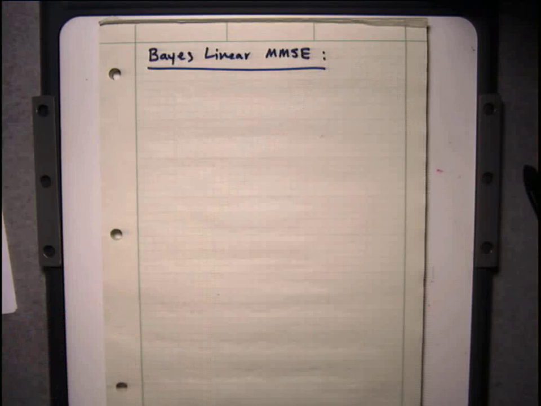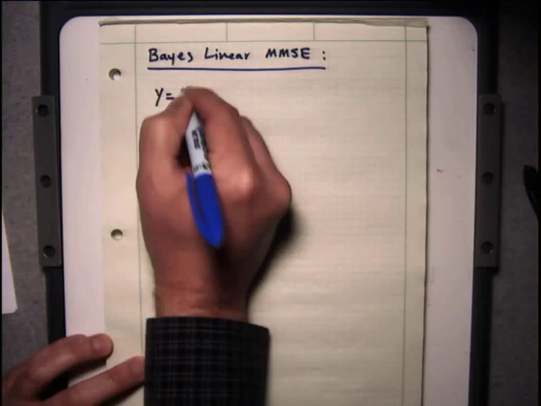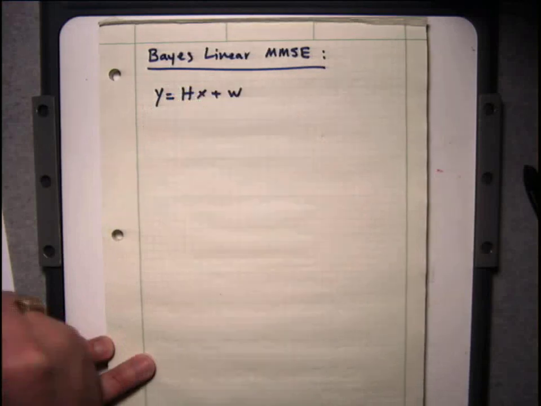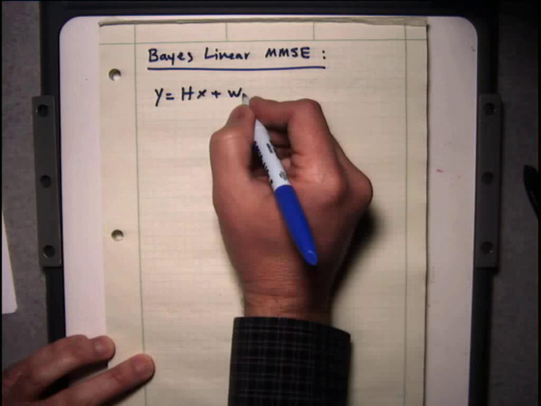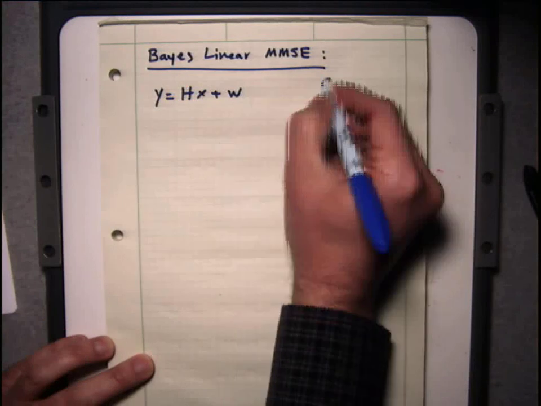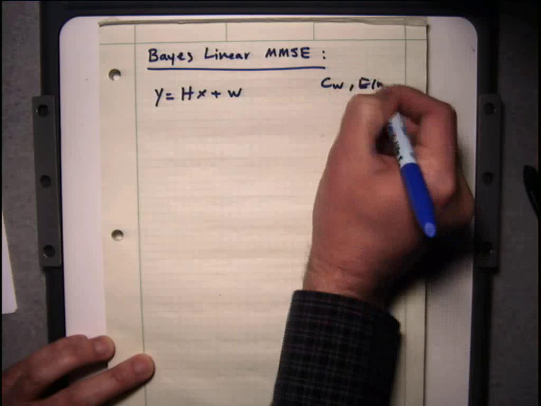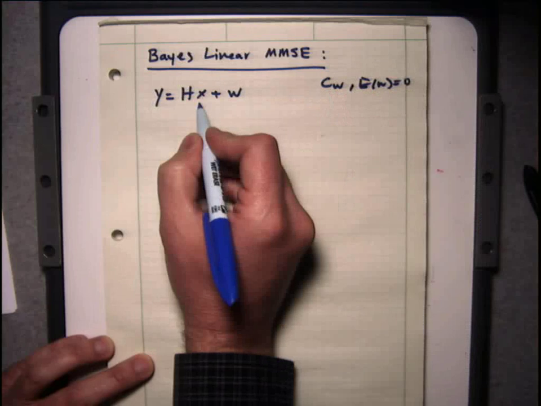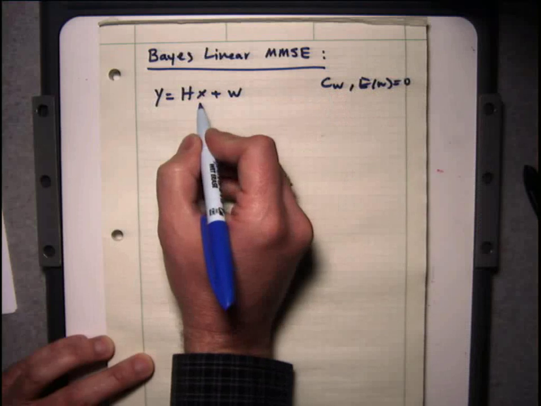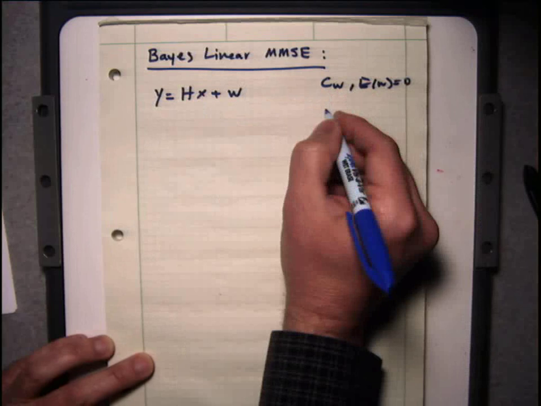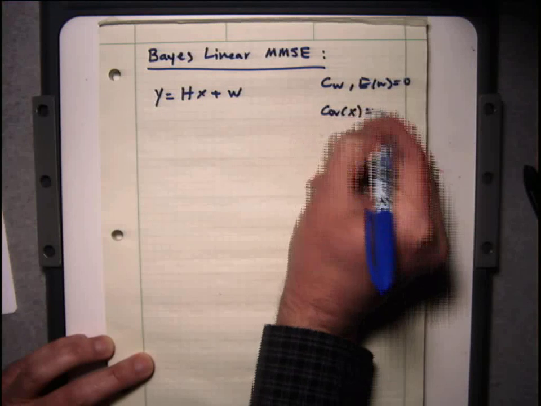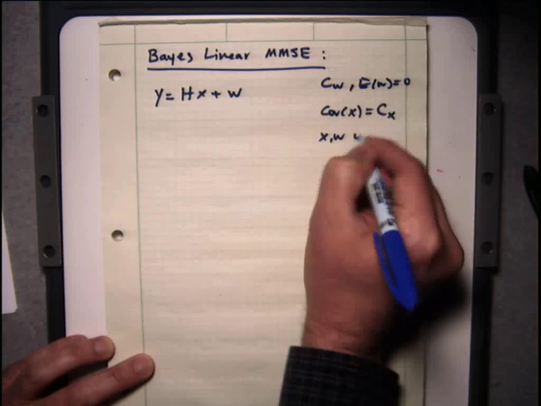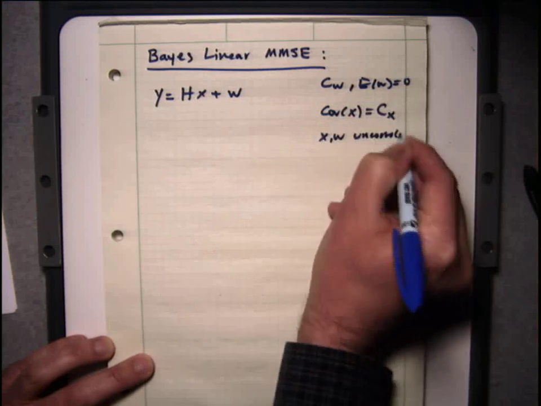So the idea here was that you had a model of this sort, y equals hx plus w, and this was zero mean with some covariance CW and expected value equal to 0. And the data, the vector x, also had a covariance which we call Cx, and x and w were uncorrelated.